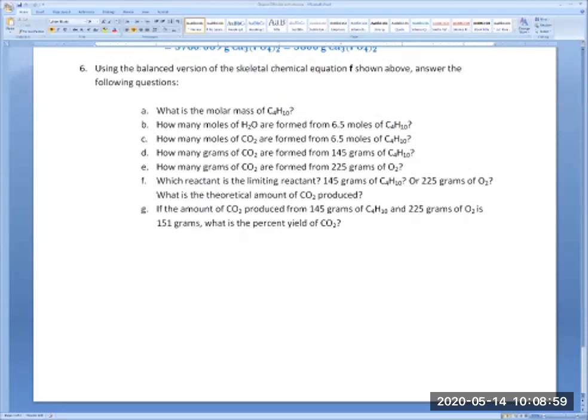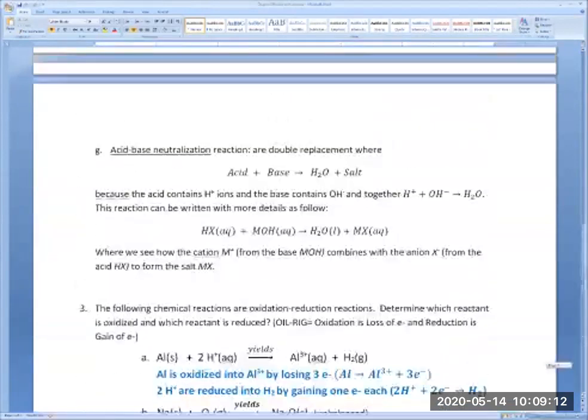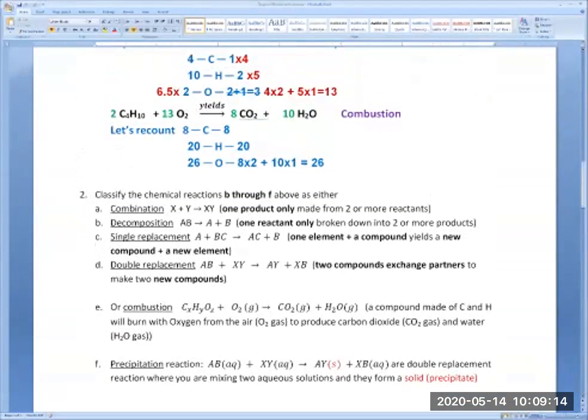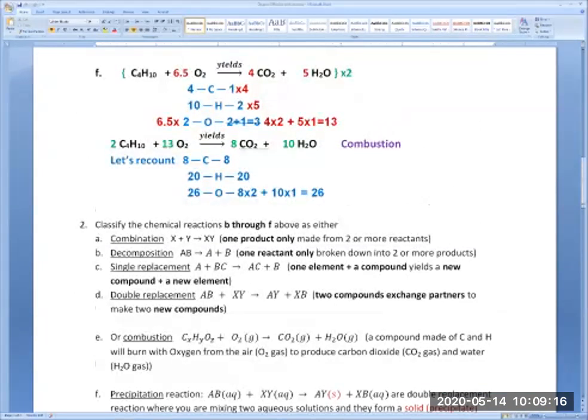And so using the balanced version of the skeletal chemical equation F. So I have to bring that here. Should have done that before, but so this one, F, right? F, yes. I'll take that.